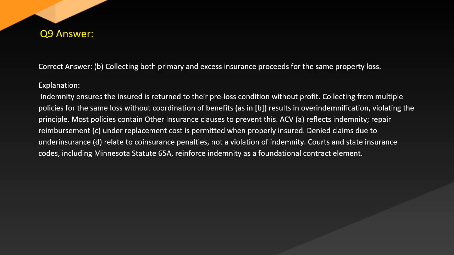Answer. Correct answer B. Collecting both primary and excess insurance proceeds for the same property loss. Explanation. Indemnity ensures the insured is returned to their pre-loss condition without profit. Collecting from multiple policies for the same loss without coordination of benefits, as in B, results in over-indemnification, violating the principle. Most policies contain other insurance clauses to prevent this.